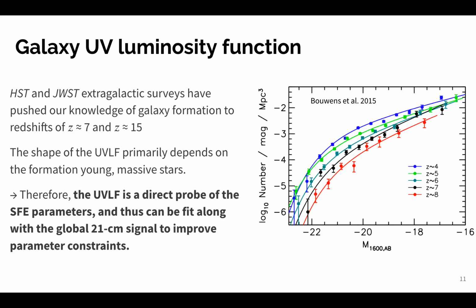And so the UVLF is a direct probe of the star formation efficiency parameters. Whenever you see SFE in this presentation, that's what that means. So the star formation efficiency of those stars. And so the UVLF can be fit along with a measured global 21 centimeter signal to improve constraints, specifically on star formation parameters.